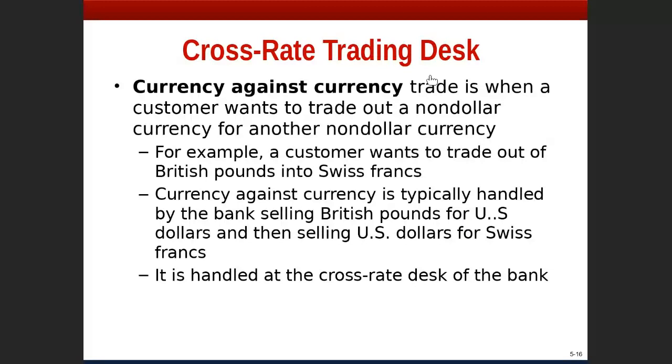Cross-rate trading desk. Currency against currency trade is when a customer wants to trade out of a non-dollar currency for another non-dollar currency. For example, a customer wants to trade out of British pounds and into Swiss francs. Currency against currency is typically handled by the bank selling British pounds for US dollars and then selling US dollars for Swiss francs. It is handled at the cross-rate desk of the bank.